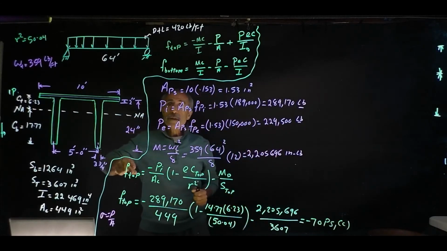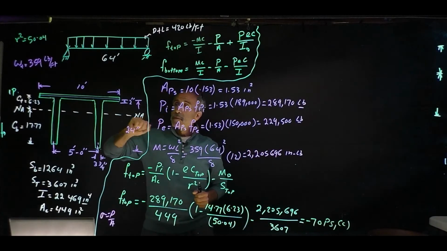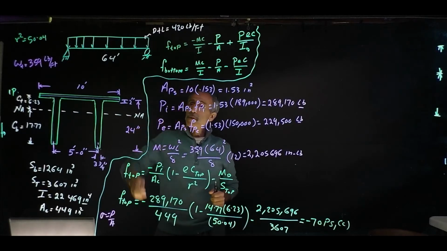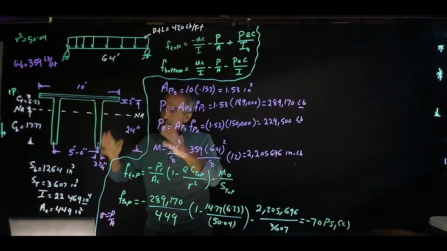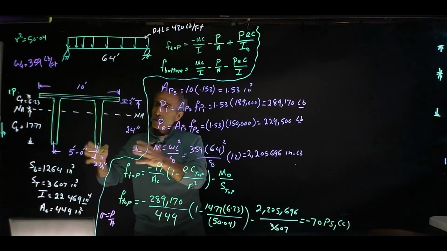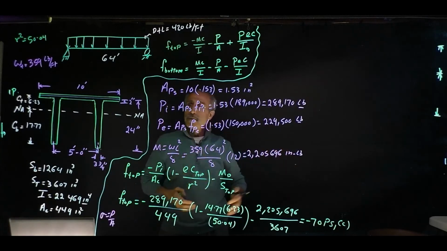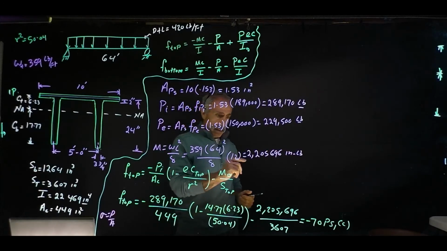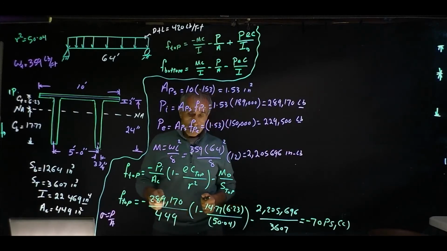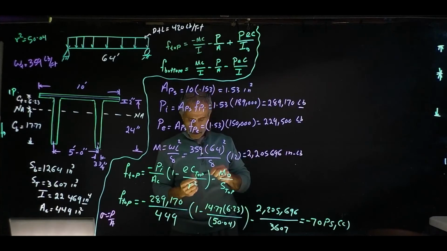So we did the top initial before pre-stressing loss. I mean, when they took the double T out and moved it to a stockpile in a yard, and that is the stress at the top of the beam. So let's calculate the stress at the bottom.